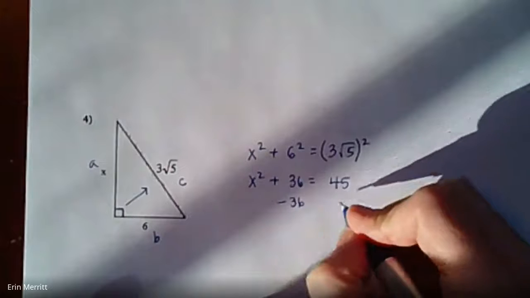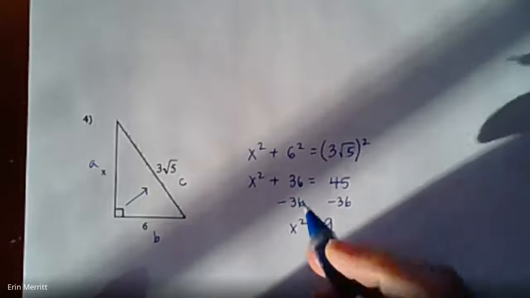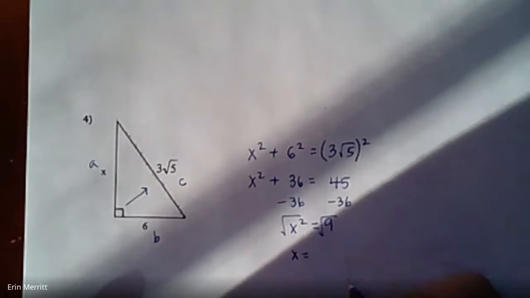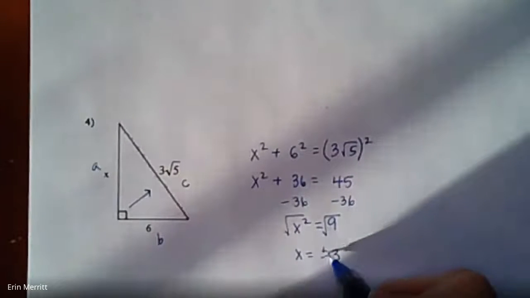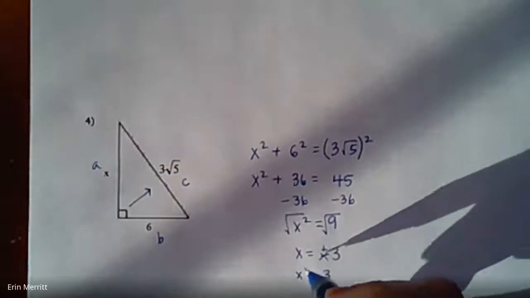Then from here, we can subtract 36. That'll give us a difference of 9. And then this one's nice and easy to finish out, right? Something to keep in mind: when we take the square root, it's technically plus or minus, but because it's a side length, I don't even need to consider that negative. We can just say x equals positive 3 here.